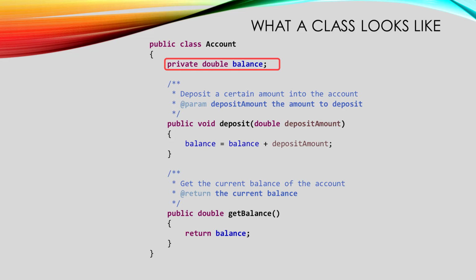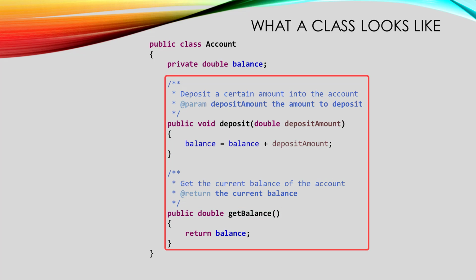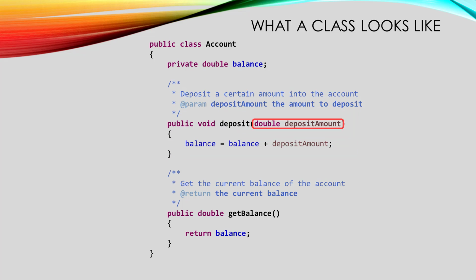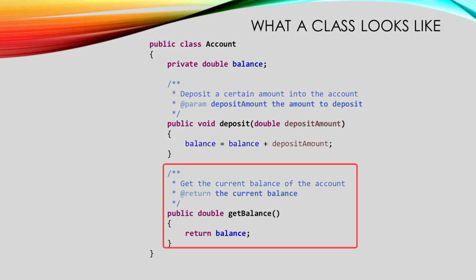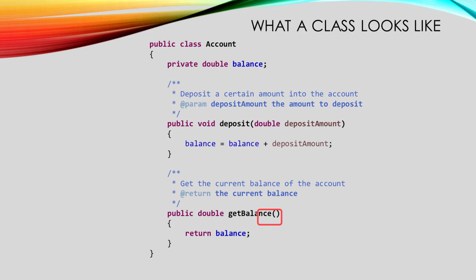Our accounts need to know their balances, so we've declared an instance variable outside of all of the methods to hold the balance. Our accounts need to be able to do two things: deposit more money and report the balance. It can deposit money using the deposit method. This has a parameter that is how much money is being deposited, and it just adds that amount to the balance in the account. It can tell you what the balance is with the getBalance method. This method takes no parameters and returns a real value that is the amount in its balance instance variable.